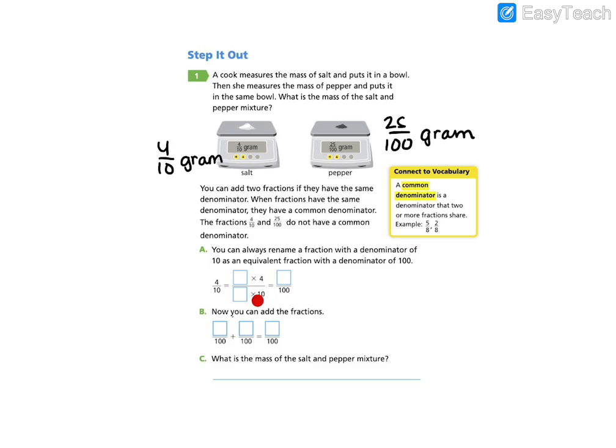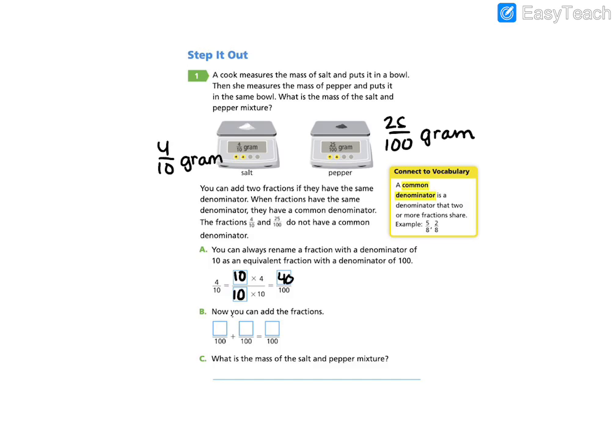So, if we're trying to find the denominator of 100, what do we need to multiply our denominator by? We'll need to multiply our denominator by 10. Now remember, when we're finding an equivalent fraction, if we multiply our denominator by 10, then we also must multiply our numerator by 10, because we must multiply by a fraction equivalent to 1. So we find that our equivalent fraction is 40 hundredths.